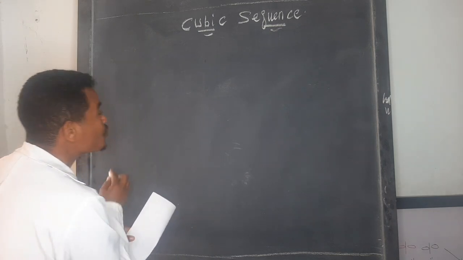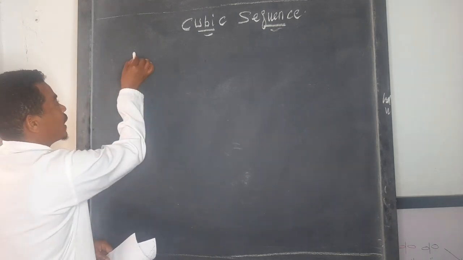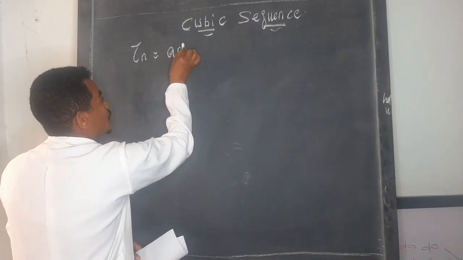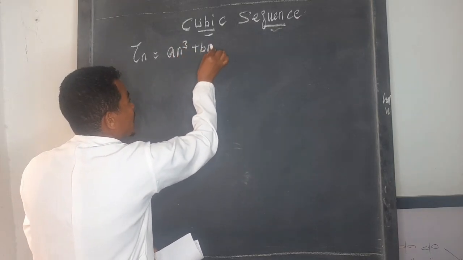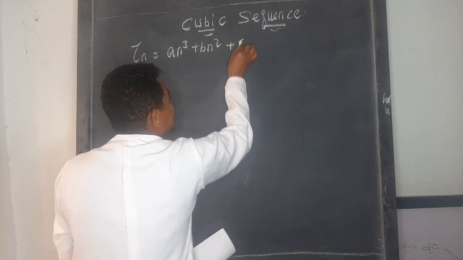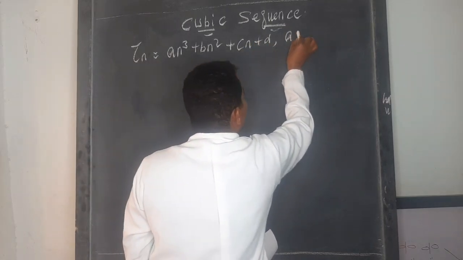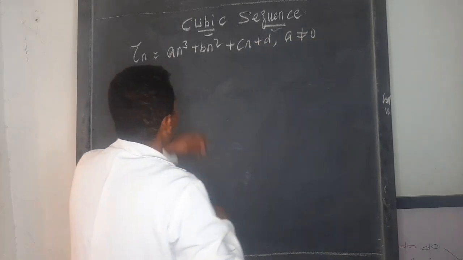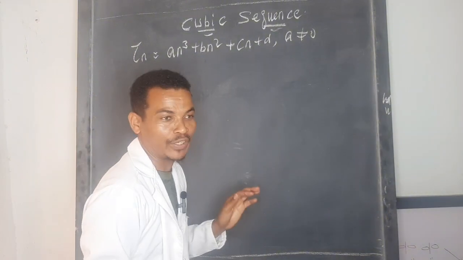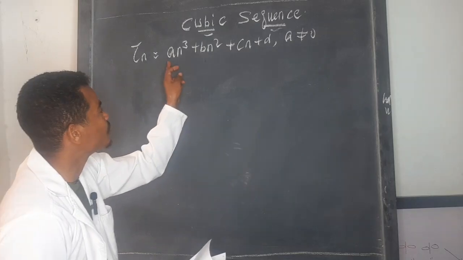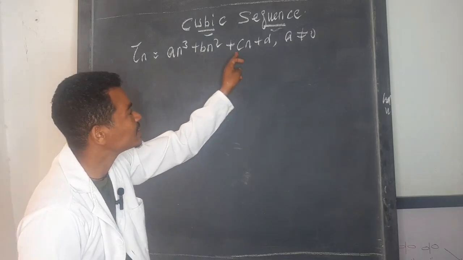Okay, the general form of a cubic sequence is Tn equals an cubed plus bn squared plus cn plus d, where a is different from 0 and a, b, c, d are any constant numbers. So in this case, how can we find the values of a, b, c and d?